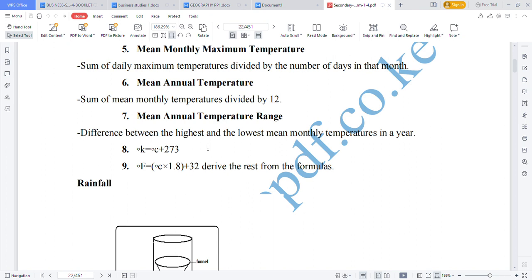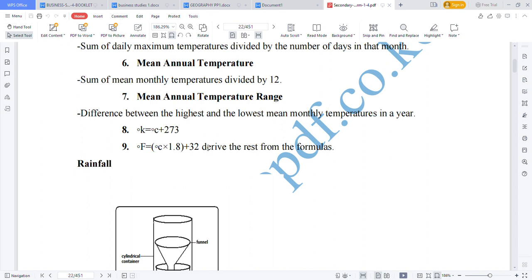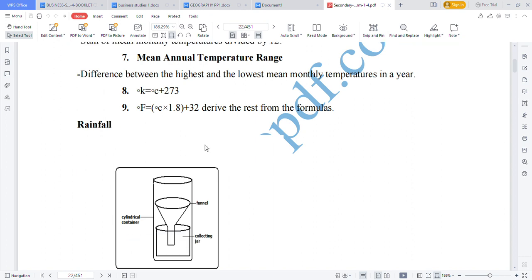Annual means yearly. It is the sum of the mean monthly temperatures divided by 12. Mean annual temperature range is the difference between the highest and the lowest mean monthly temperature in a year.